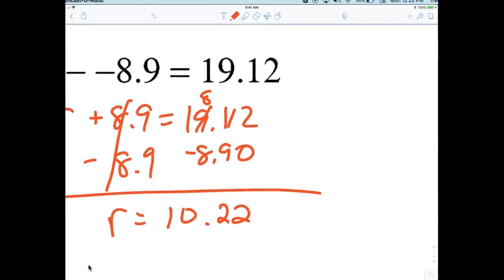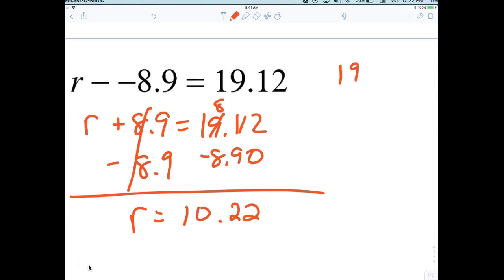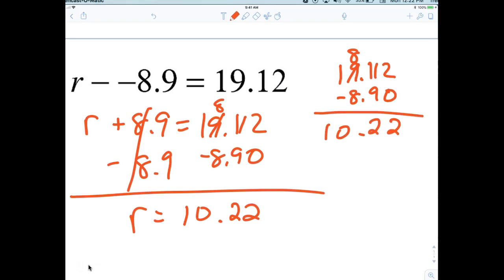Okay, let's do it one more time just to make sure. I'm going to rewrite it: 19.12 minus 8.9. Do you agree with that? I add a 0. 2 minus 0 is 2. And now 9 becomes an 8. So it's 10.22. All right, 10.22.